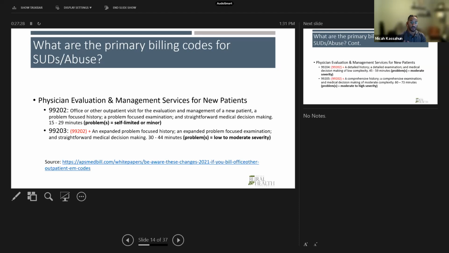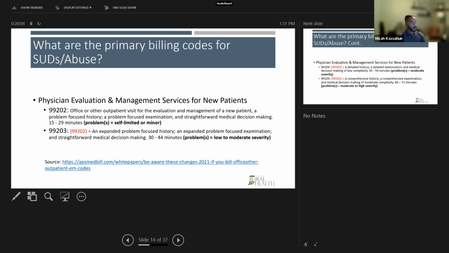As of January 2021, 99202 became the new base code for an outpatient visit that's going through evaluation and management specifically for a new patient. Within here, you don't have to read all of this, but just for the sake of the example, the provider focuses on a problem-focused history, a problem-focused examination, and a straightforward medical decision-making. This will be done between 15 to 29 minutes. And the problem tends to be very limited, very minor, not a big deal.